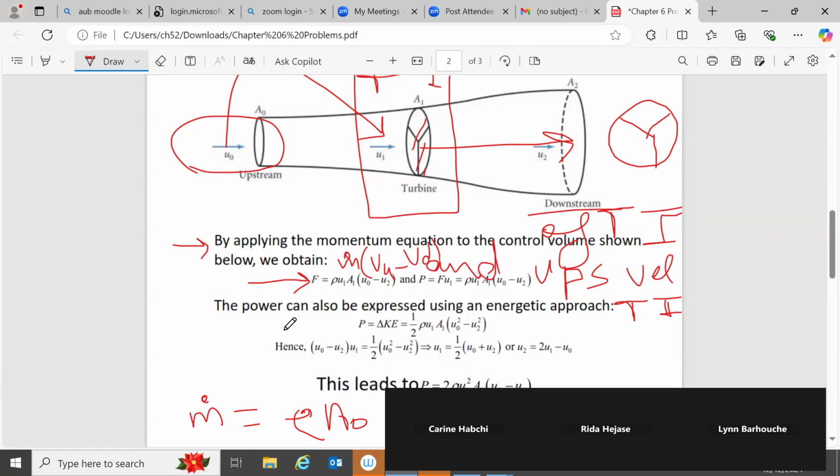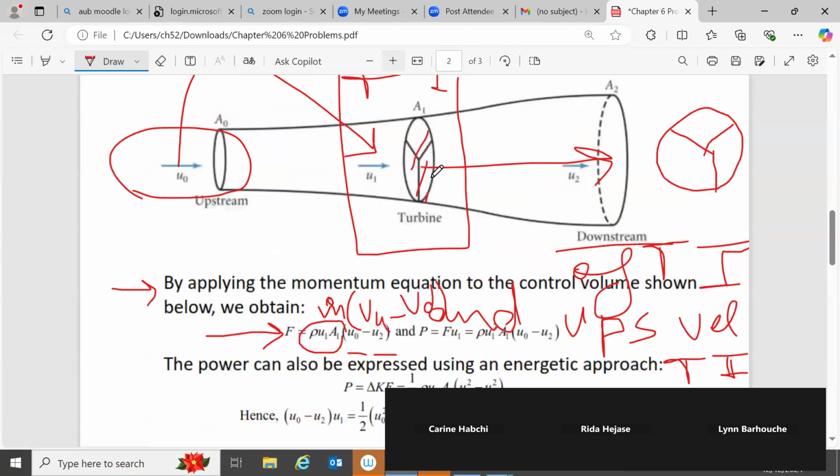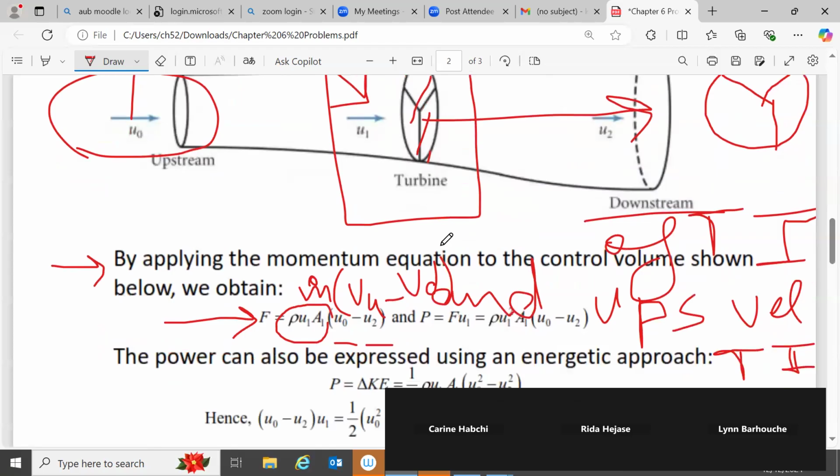So I replaced m dot by rho U1 A1, and the upstream velocity is U0, and the downstream velocity is U2. This is the force acting on the turbine. Applying the momentum equation, we get the force. And we know what the power is: power is force times velocity. Since the velocity crossing this area is U1, the power is obtained by doing force times U1.